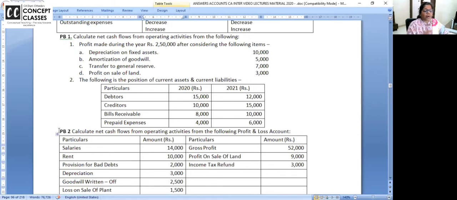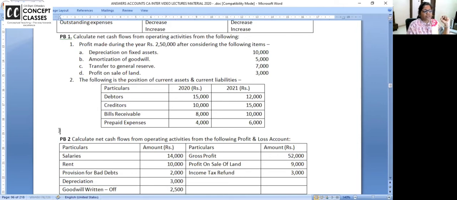This is not a full problem. Your full problems, we'll do in this class only in the later part. You have to prepare a full cash flow statement from all the activities. But right now I'm doing a concept gripping problem. You can write over there, concept gripping problem number 1 for the cash flow statement from operating activity.